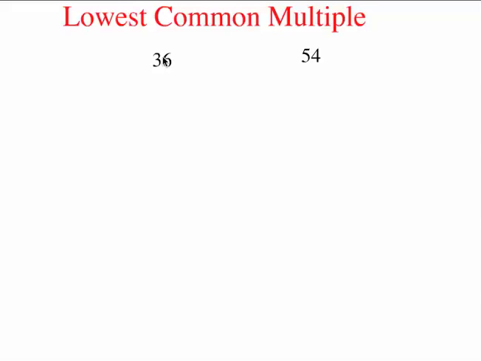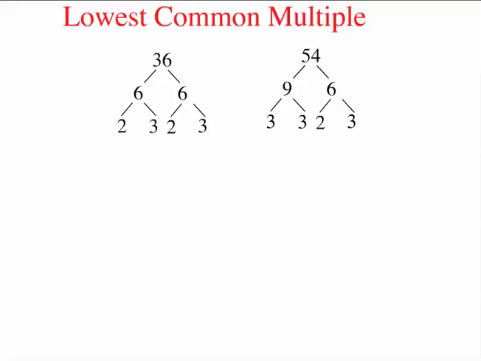What we want to do is use our factor trees. So we're going to do a factor tree of 36, and 36 is just 6 times 6. And 6 is 2 times 3, and 6 is 2 times 3 again. 54 is 9 times 6, and 9 is 3 times 3, and 6 is 2 times 3.